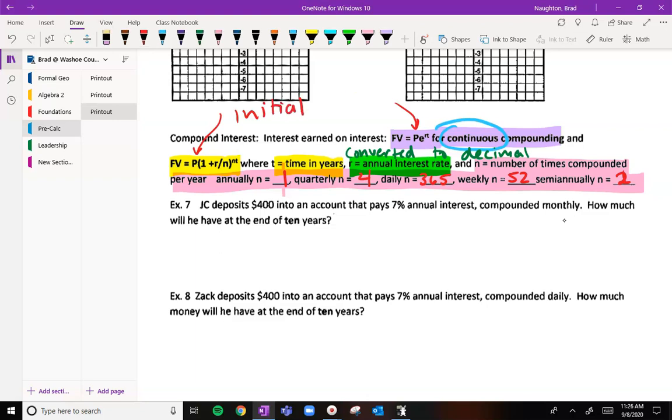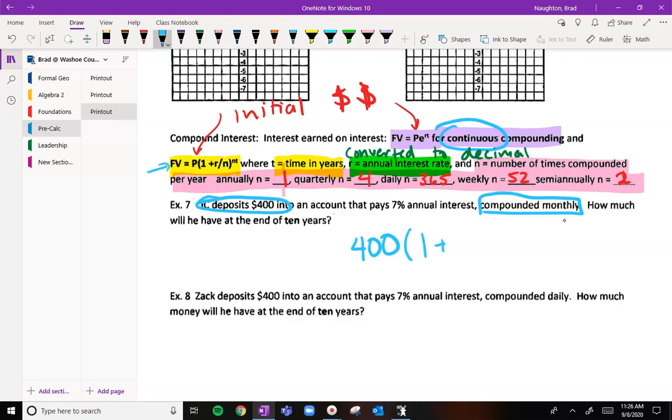So let's go ahead and put the initial dollar sign there. Dollar bills, y'all, because that's what your P is going to be. So JC deposits $400, so we're going to start with the 400. Before we get too crazy, we need to know what we're compounding. Is it continuously or is there an amount? It says monthly, so because it says monthly, I now know I'm going to use that equation right there.